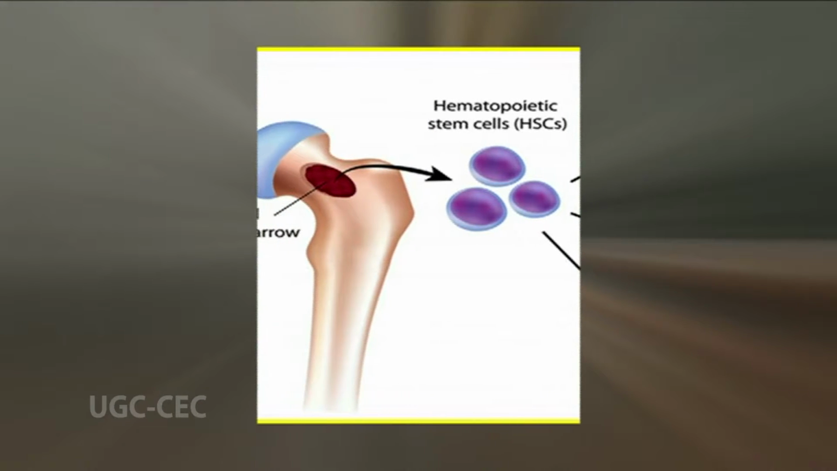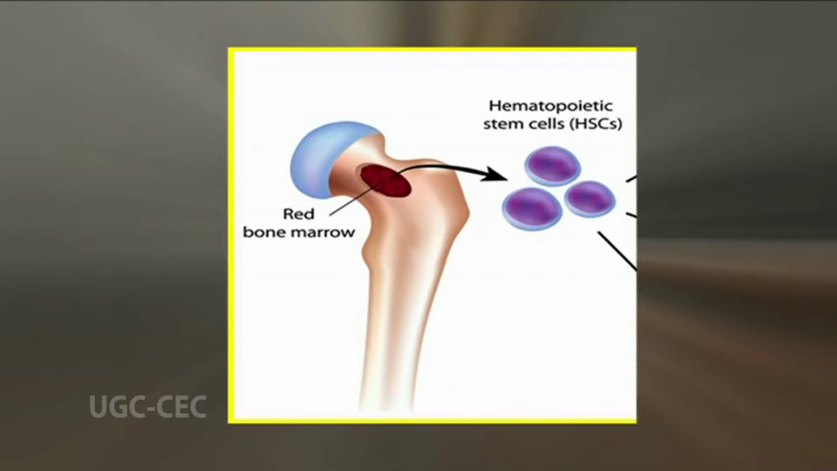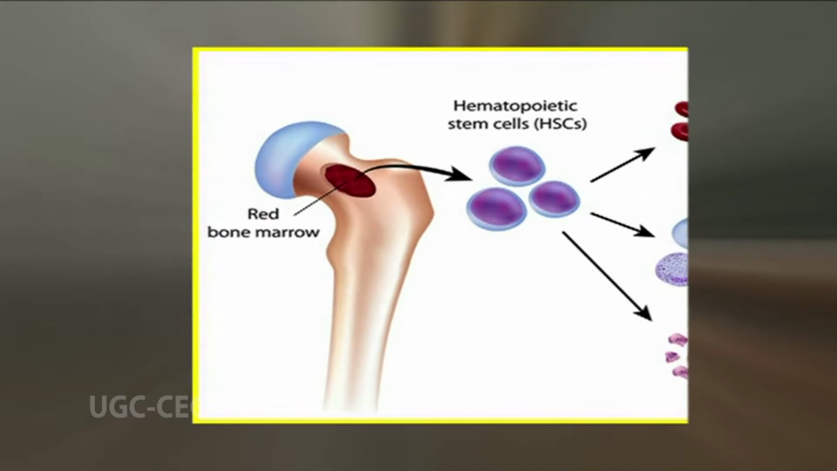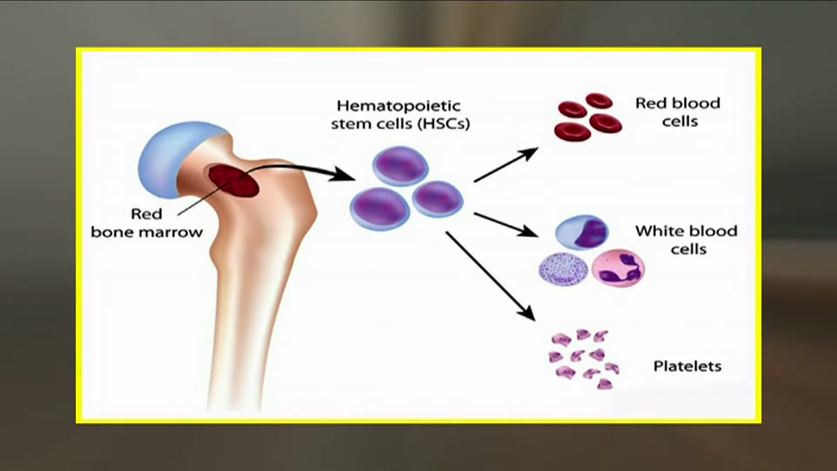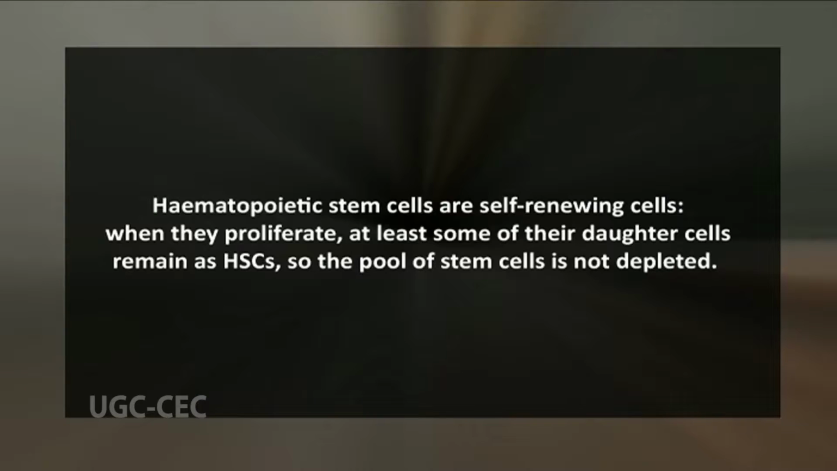Hematopoietic stem cells reside in the medulla of the bone, that is bone marrow, and have the unique ability to give rise to all of the different mature blood cell types and tissues. Hematopoietic stem cells are self-renewing cells. When they proliferate, at least some of their daughter cells remain as hematopoietic stem cells, so the pool of stem cells is not depleted.